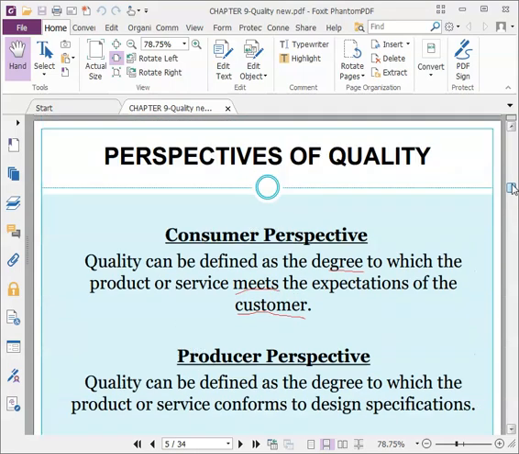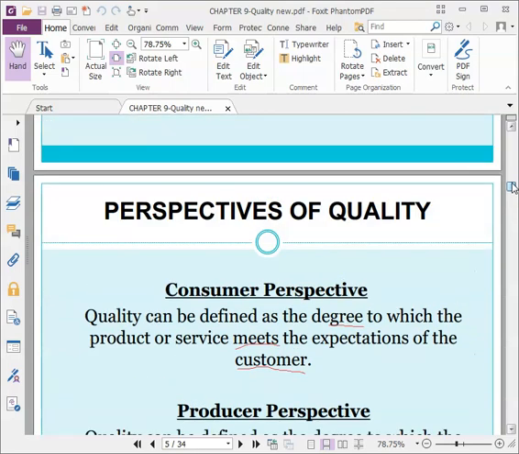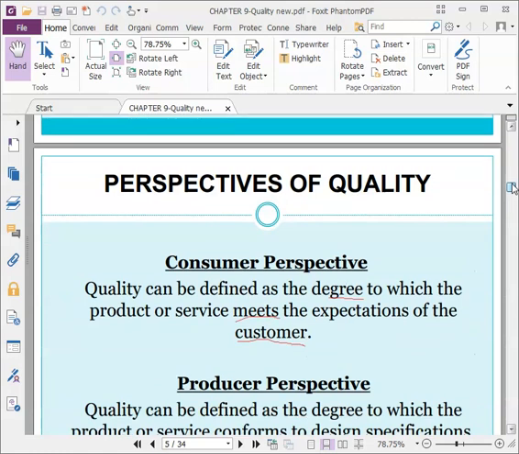And then let's look at the perspectives of quality. Okay, we have perspective from the consumer. Okay, consumer, the person that uses the product or service.